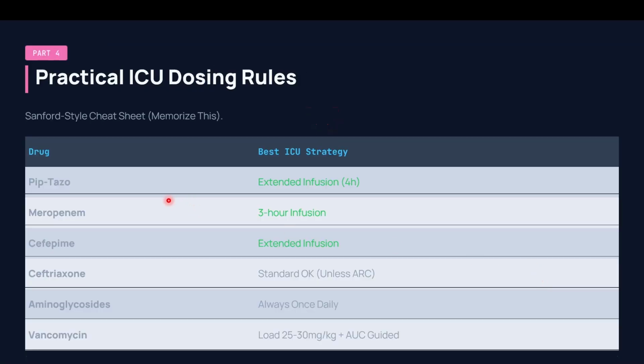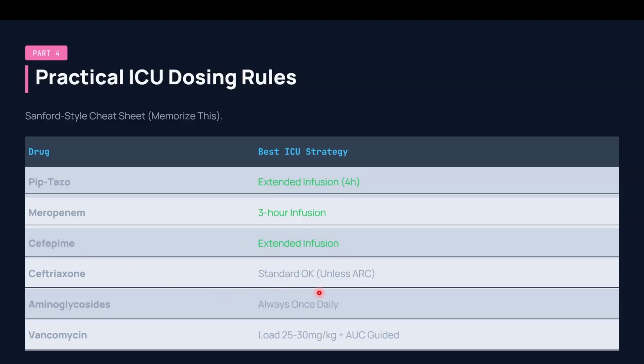So, practical ICU dosing rules, taken from the Sanford and IDSA-based guidelines. Piperacillin-tazobactam, if you are giving, give it as an extended infusion over 4 hours. It's usually given Q6 hourly, and given over 4 hours. Meropenem, give it over a 3-hour infusion. Cefepime, also give as an extended infusion.